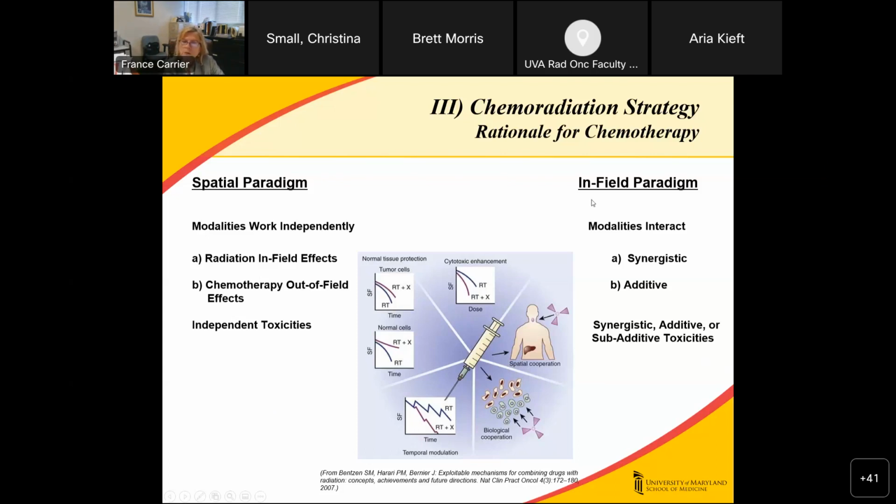We can also try to do the infield paradigm. This is where you can try to synergize the effect of radiation and chemotherapy in the tumor, and the effect can be either additive or synergistic. We can also now take advantage, and you'll hear from Dr. Ferris later this afternoon, of radiation to stimulate the immune response, either in combination with other immune checkpoint inhibitors or chemotherapeutic agents, and see how we can benefit from combining those modalities.